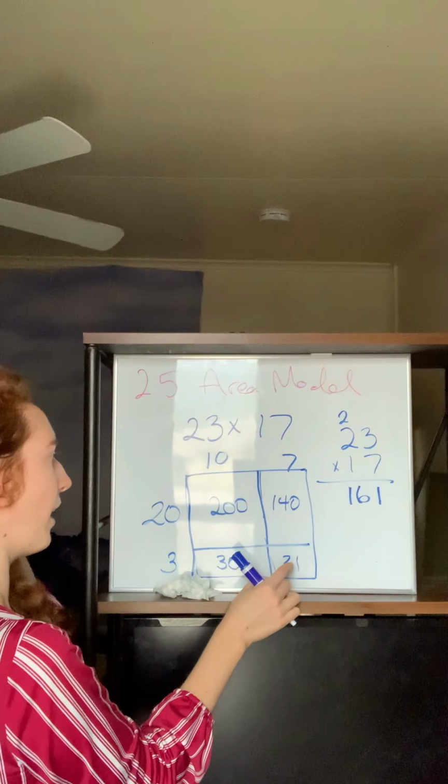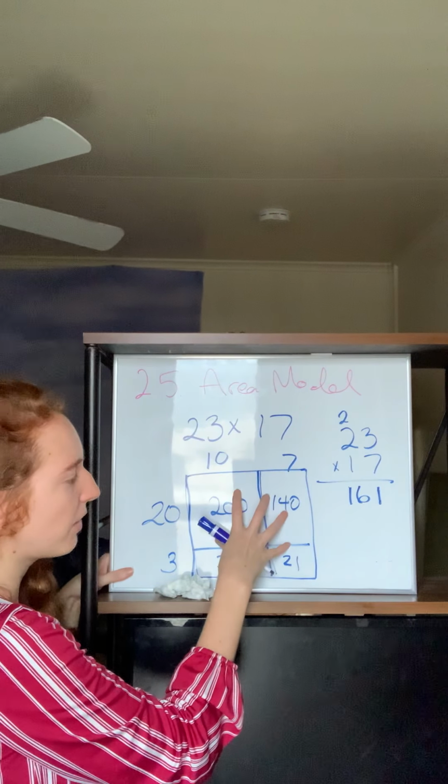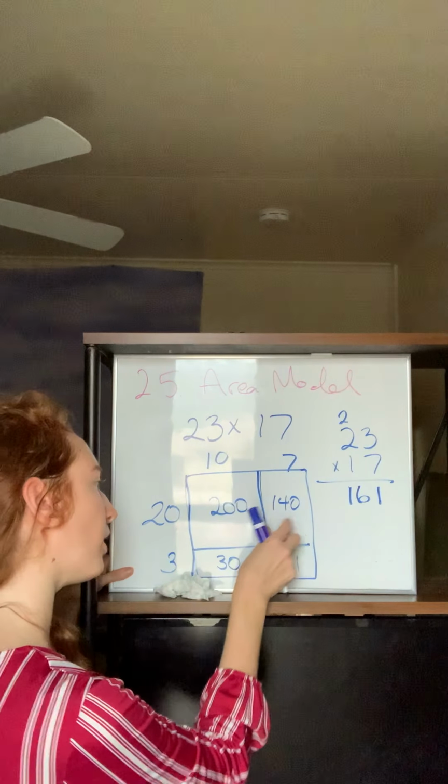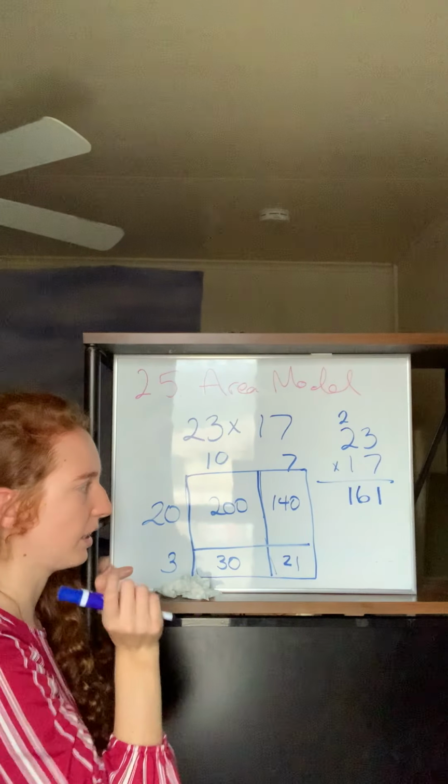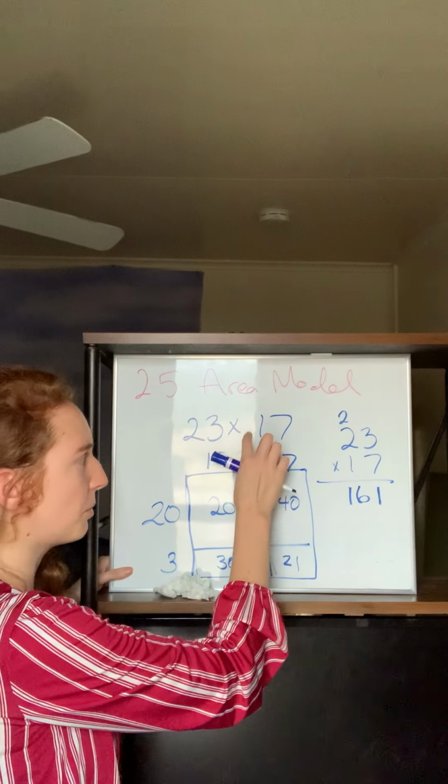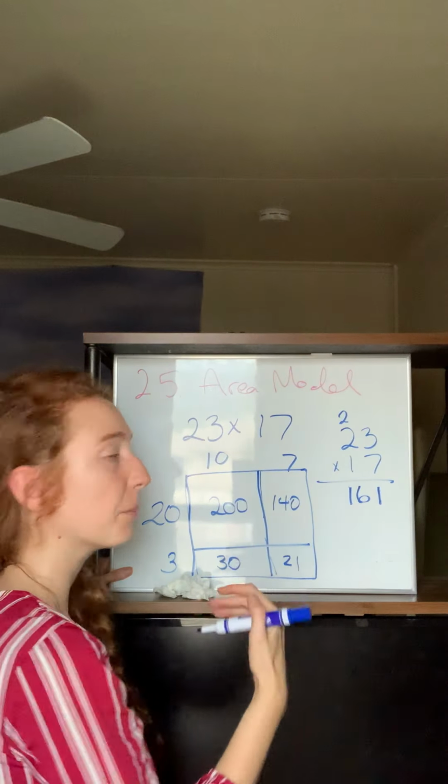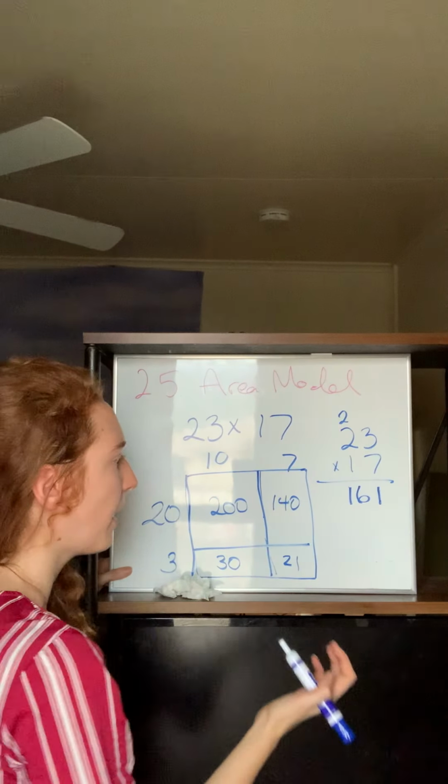So just to clarify, the product is going to be the sum of everything. I've got 200 over here, 140 over here, 30 over here, 21 over here. So I'm going to have to add all that up, and that's going to be what my product is. And product is just a result of multiplication.